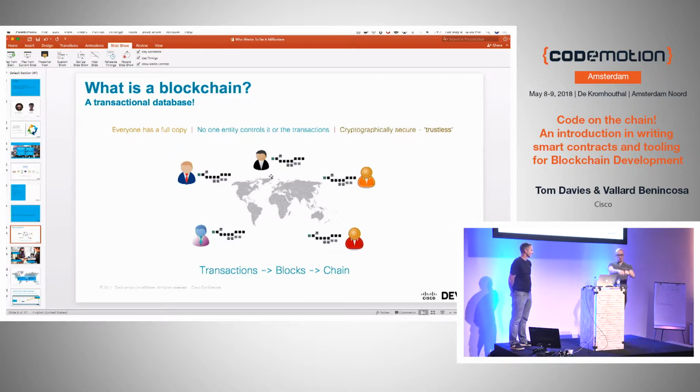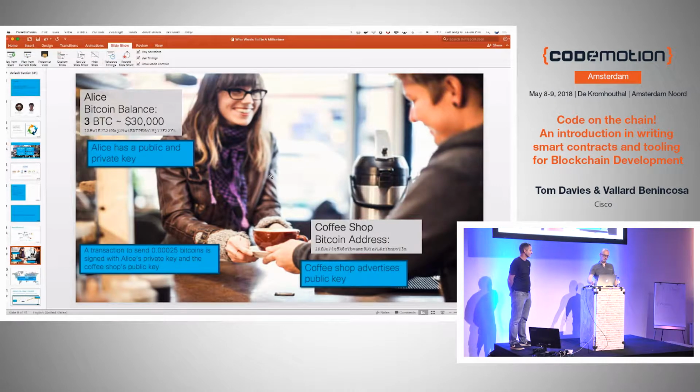That transaction gets put into a block, and then those blocks get put into a chain. Blockchain. Amazing. And that's the general high-level view of what a blockchain is. So I talked very quickly about putting transactions into the blockchain. What is a transaction?